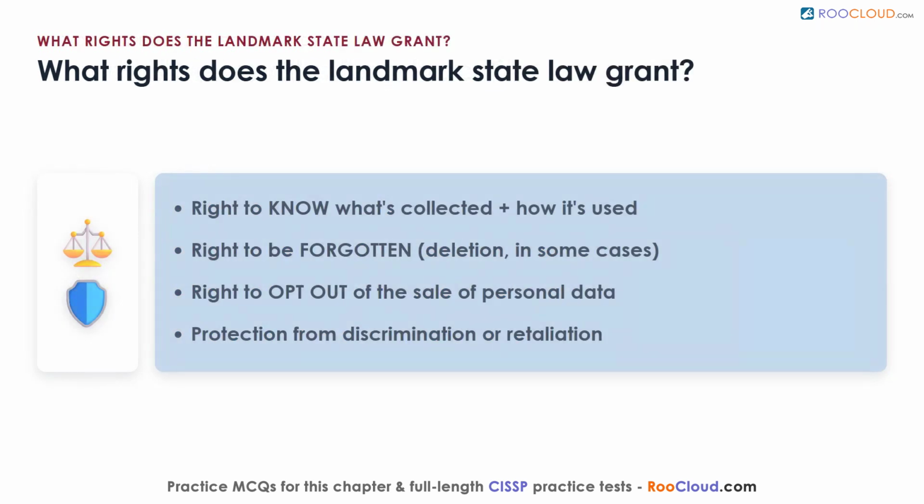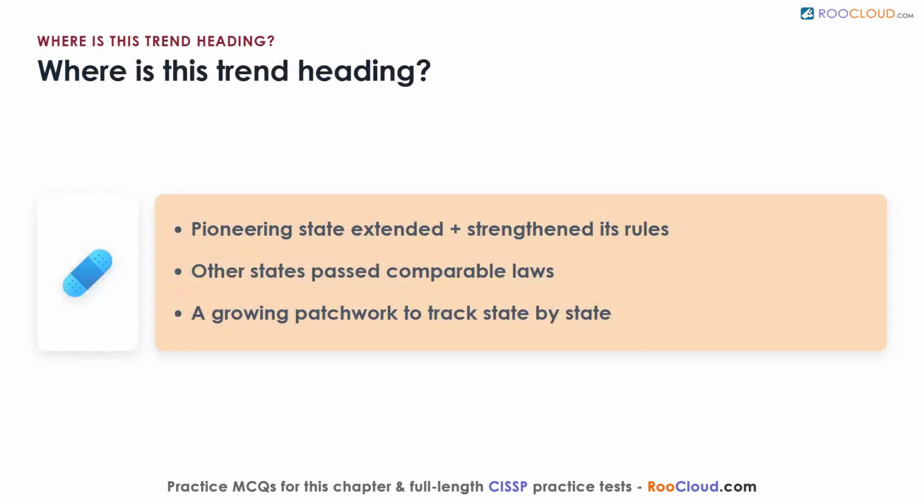What rights does the landmark state privacy law grant? A sweeping set of consumer protections, modelled closely on the comprehensive European approach. Consumers gain the right to know what information a business collects about them and how it is used and shared. They gain a right to be forgotten, letting them ask that their personal data be deleted in certain cases. They can opt out of having their personal information sold. And they are protected from discrimination or retaliation for exercising any of these rights. Picture handing each customer a control panel for their own data, with switches to see it, delete it, and stop its sale.